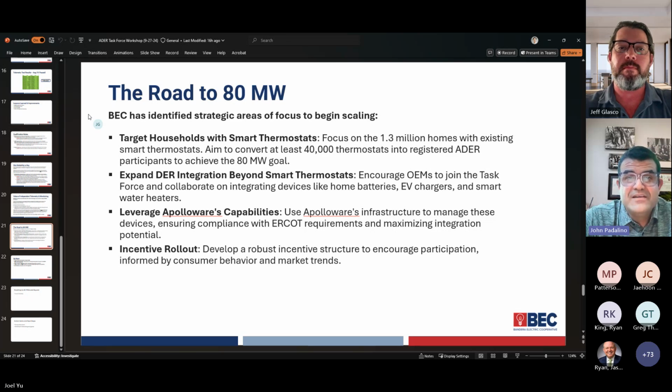One of the things I really want to focus on and encourage the task force to take up is focusing on the smart thermostats and the HVACs. The fact of the matter is that most Texans don't own solar and storage. I know we hear the thousands of devices that are out there, and we're working with them, and we're trying to integrate as much as we can.